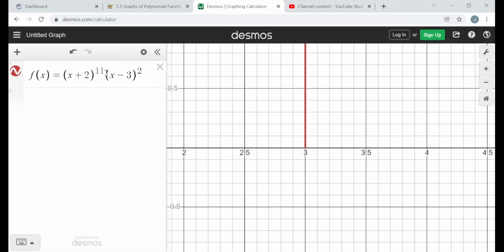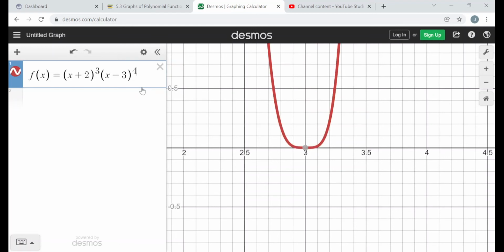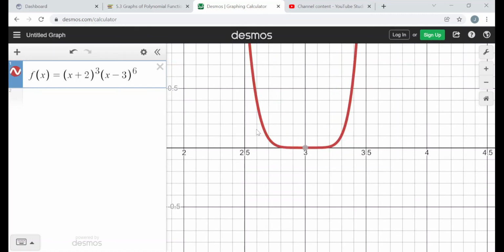Let me go back to the original (x + 2)^3. All right, you see how it's coming in like a parabola here. Let me change the multiplicity of 3 from 2 to, I'll keep it even, let's go 4. And you see it's even flatter around x = 3. How about 6? See, much flatter.